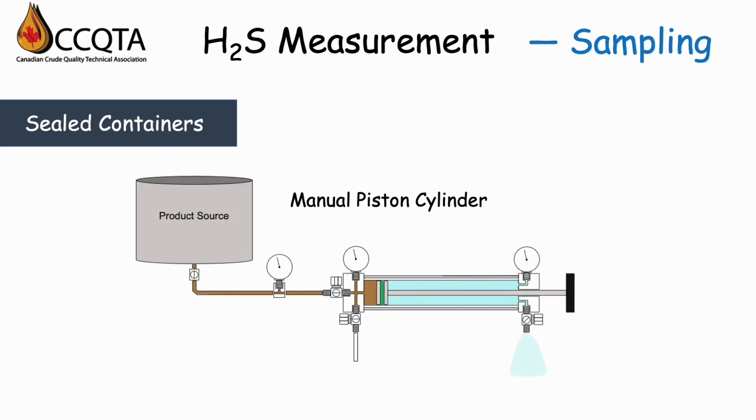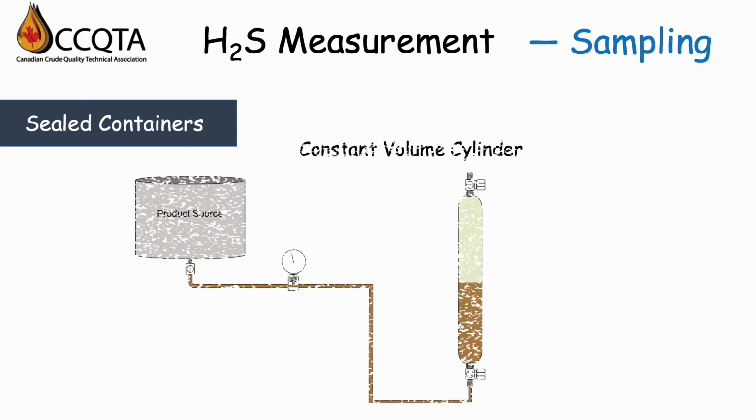Next is the manual piston cylinder, or the MPC, which is intended for low-pressure sample points such as tanks or rail cars and allows the user to pull the piston back manually to draw sample into the cylinder. And lastly, we have the constant volume cylinder, commonly referred to as a sample bomb. This is a simple cylinder with valves on either end to contain the sample within.